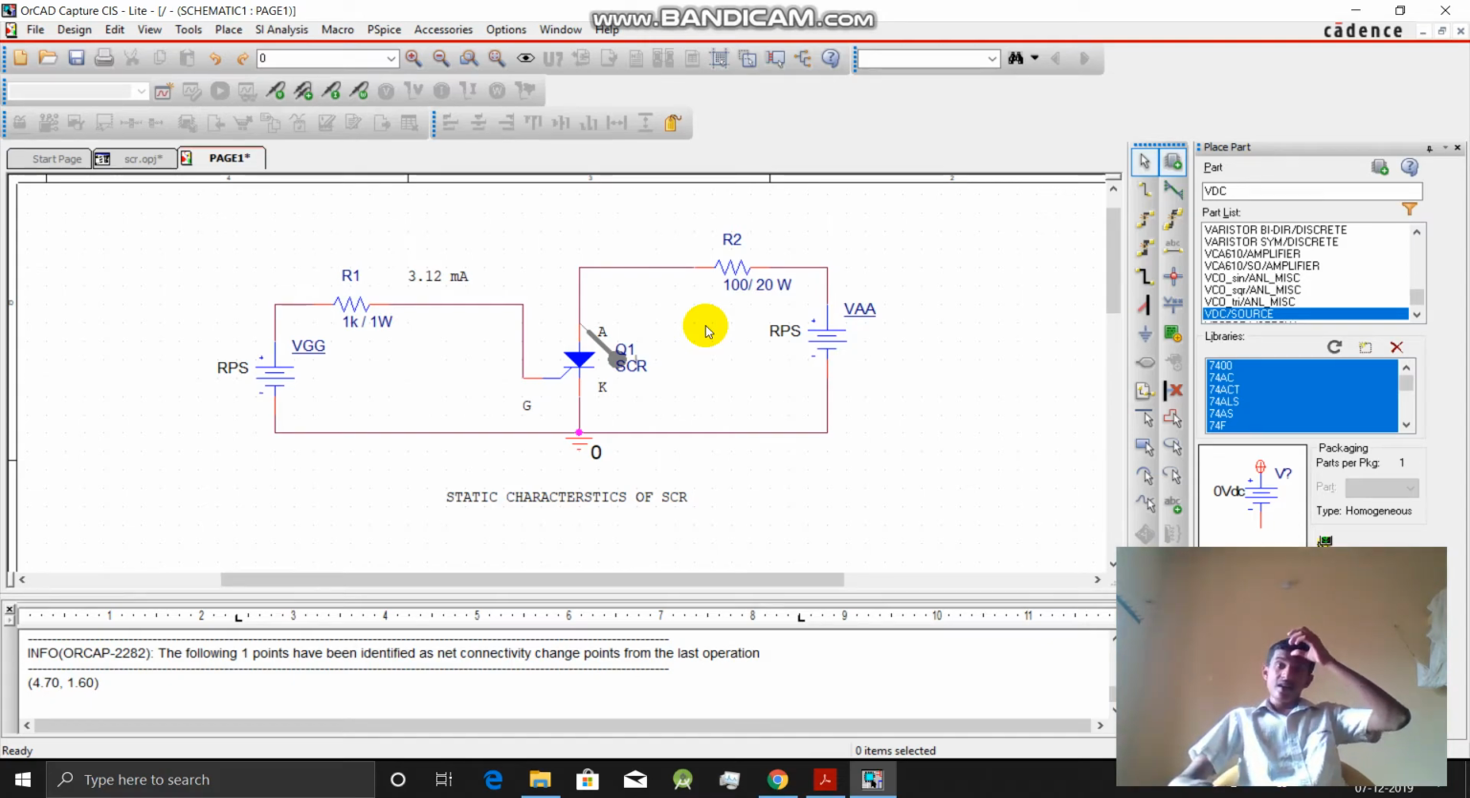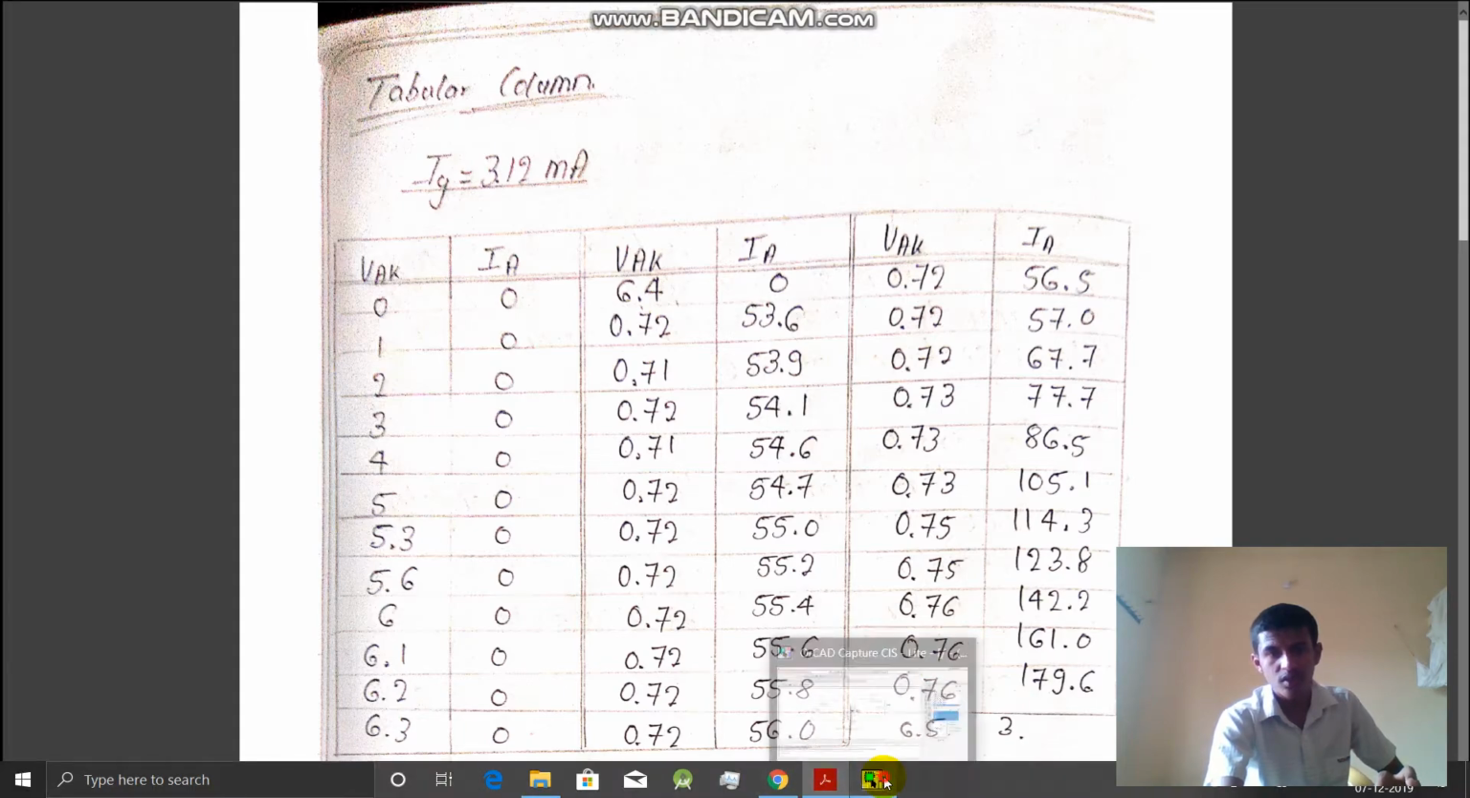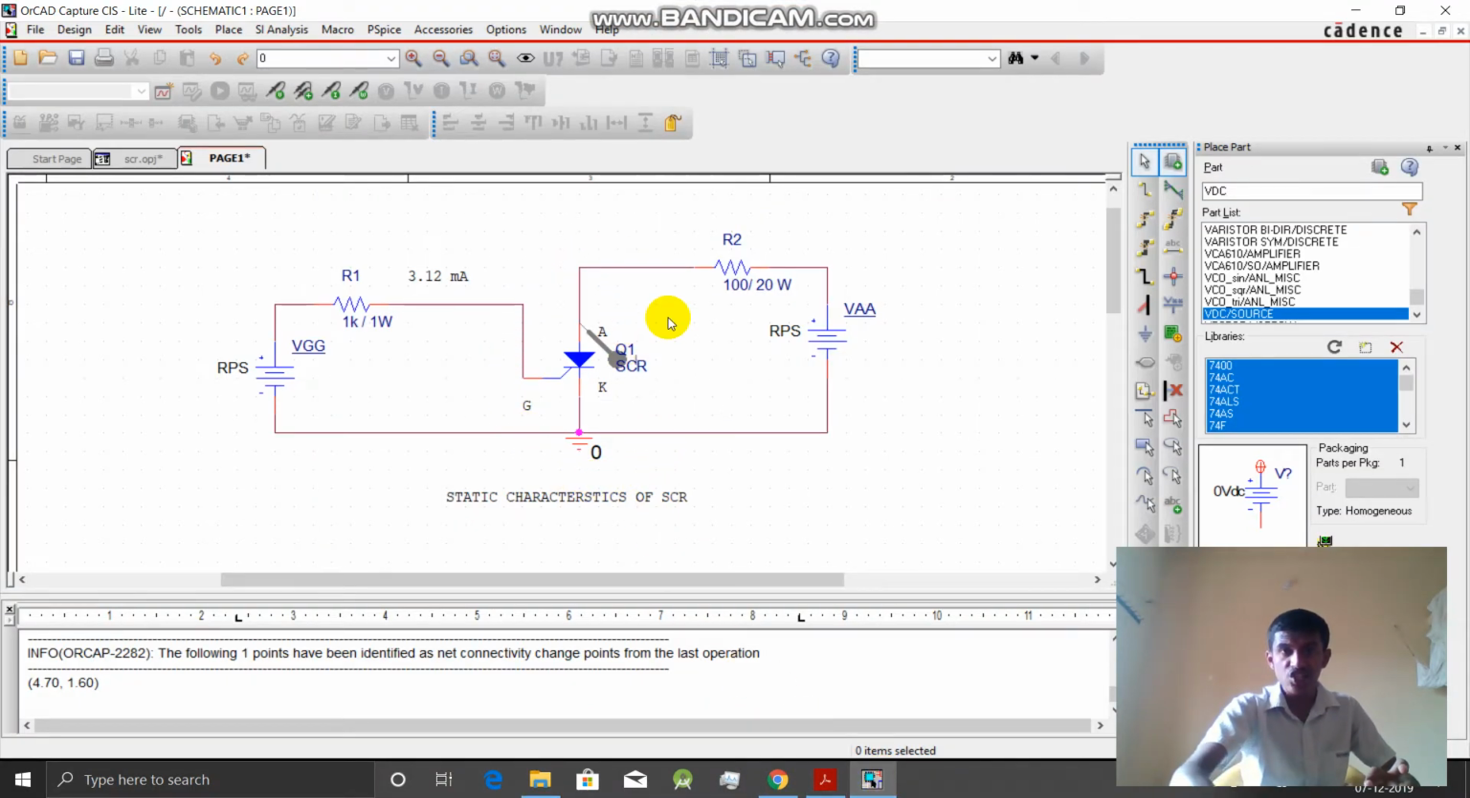Okay, here are my measurements, that means readings. Here IG I kept 3.12 milliamps, and VAK, that's my RPS voltage, I'm increasing in small steps. So for 0 volt, 1 volt, 2 volt, I am getting IA, that is current through the SCR, as 0. It's because initially the SCR is in a forward blocking state. That means it is blocking, it does not allow the current to pass through. So the current is 0.